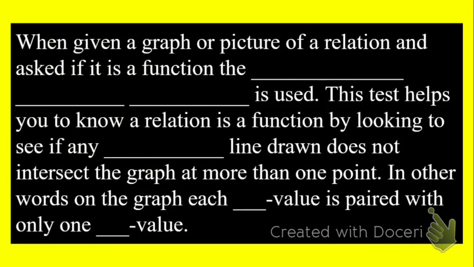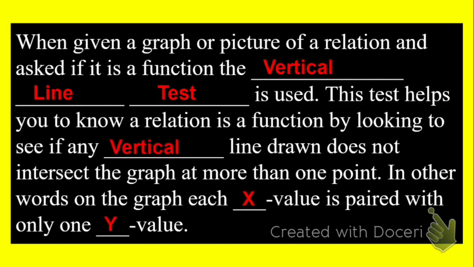Now, it says when given a graph or a picture of a relation and asked if it's a function, what we use is called the vertical line test. This test helps us to know if a relation is a function by looking to see if the vertical line drawn does not intersect the graph at more than one point. So in other words, on a graph, each x value is paired with exactly one y value.